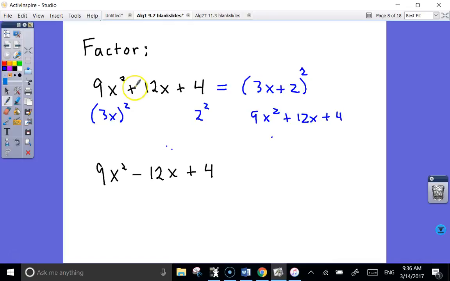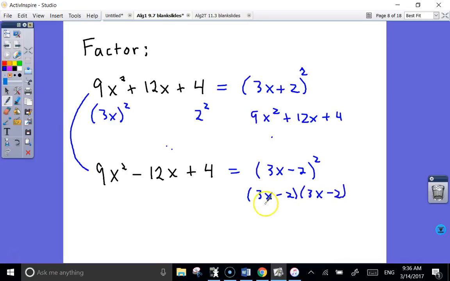Now, look at these two now. What's the difference between the second one and the first one? It's a negative. So what does that tell you is probably going on? It's probably 3x minus 2. That's why you get the negative, because it's actually a minus. You're still going to get negative 2 times negative 2 is positive 4. But for the middle, for the O and the I, 3x minus 2 and 3x minus 2, you're going to get negative 6x and negative 6x again, which is negative 12x.